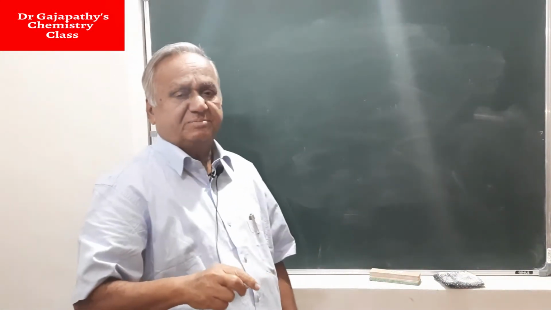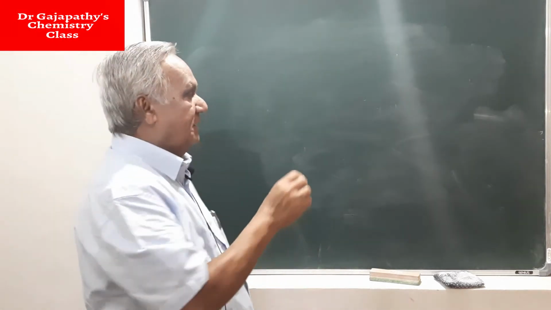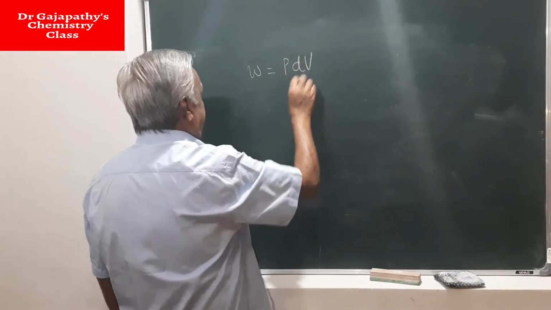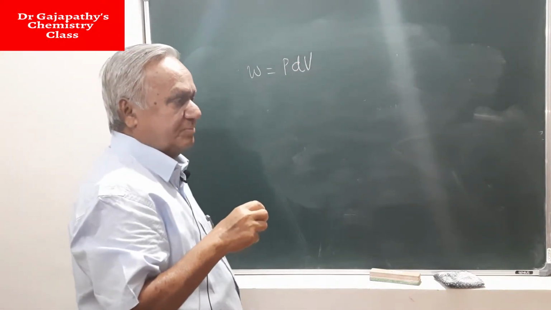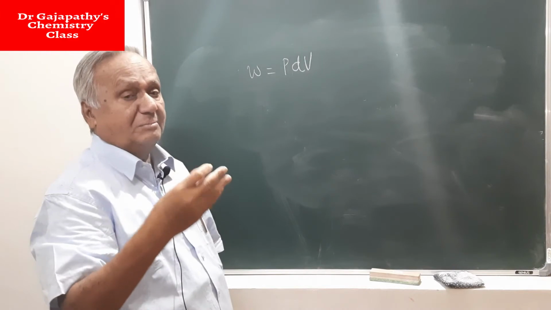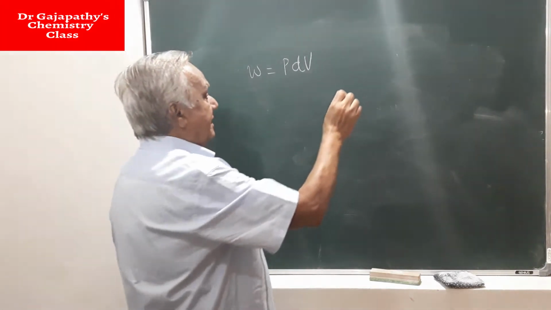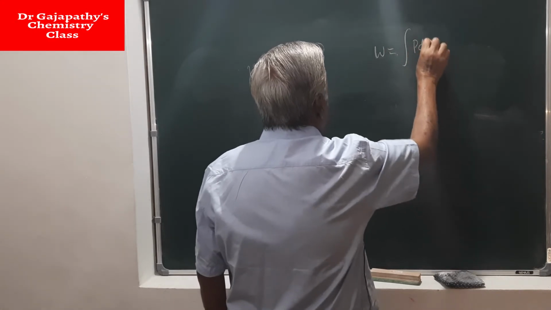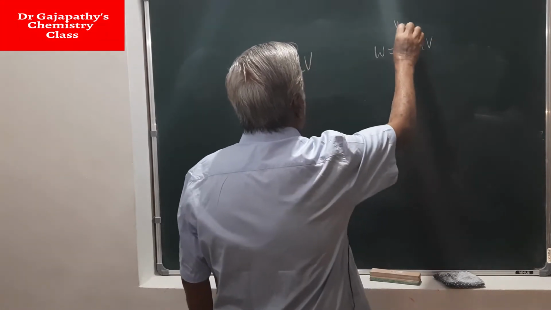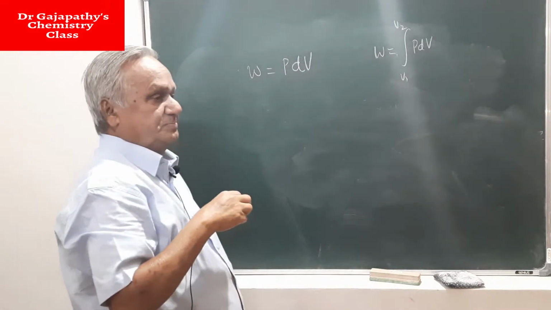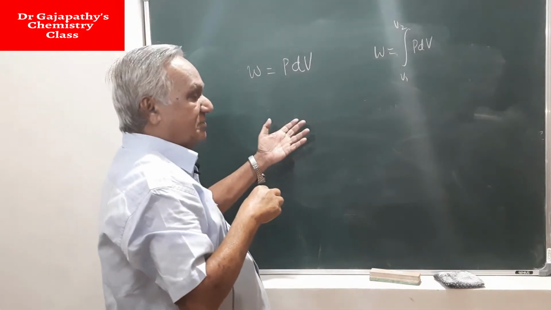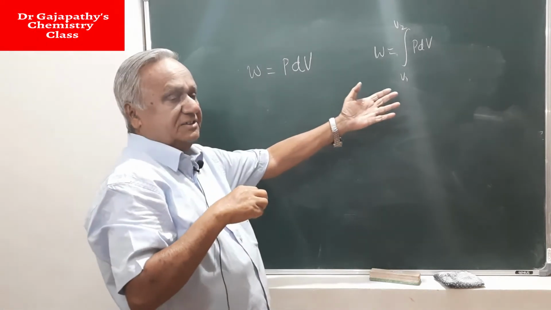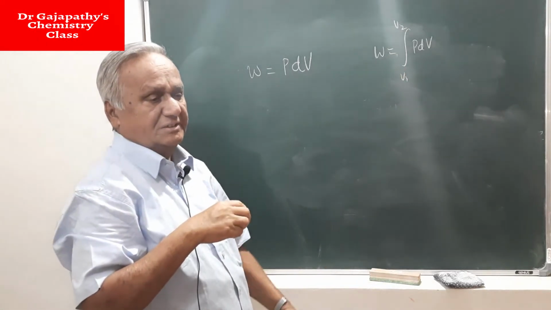If a process takes place in a single step, the work done is given by the equation PdV. If it takes place in a number of steps, then W is given as the integral of PdV. You have to sum up everything. This is for a single step process, which I call an irreversible process. And this is a reversible process.